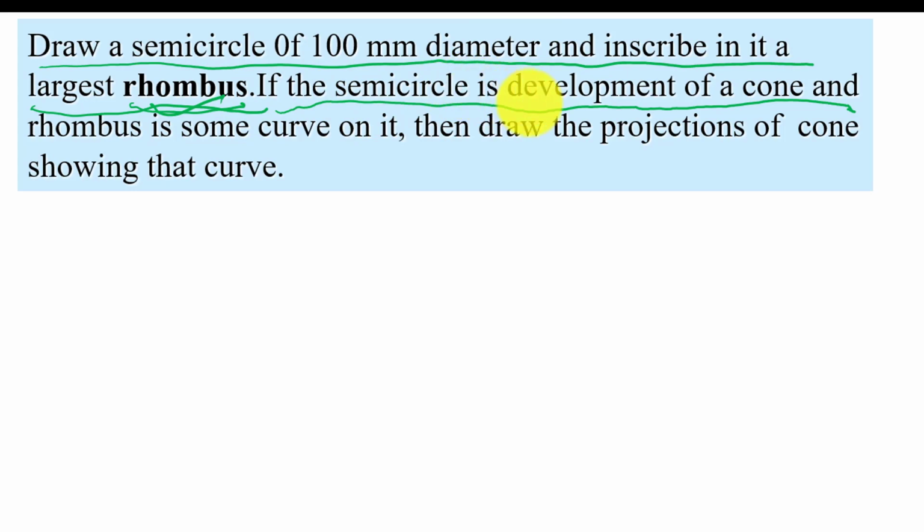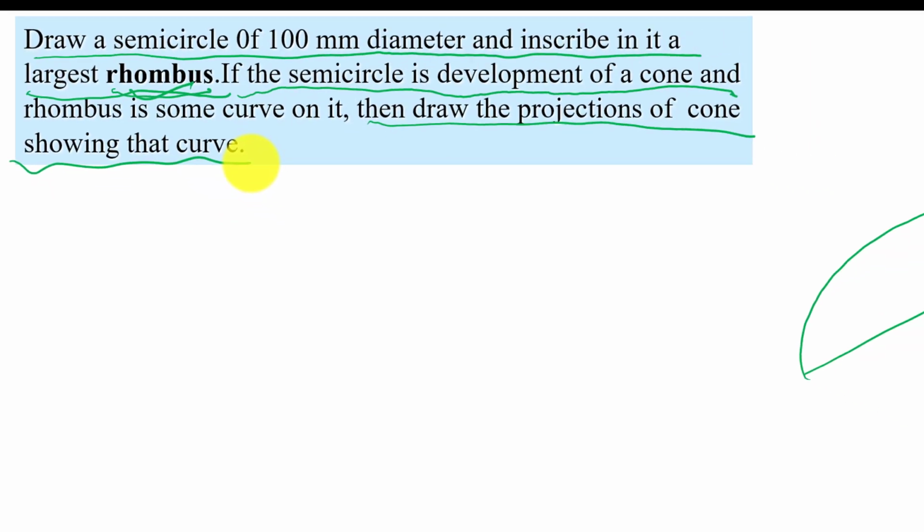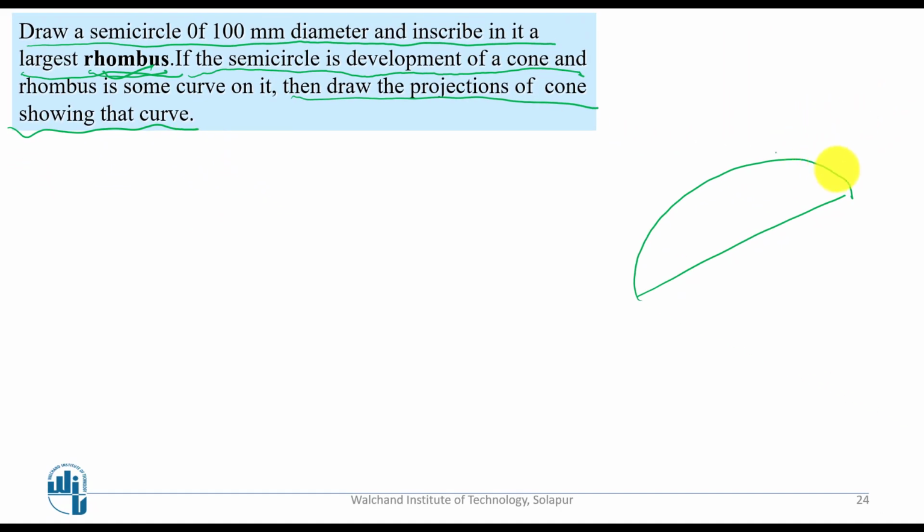If the semicircle is a development of a cone and the rhombus is some curve on it, then draw the projection of the cone showing that curve. You are expected to draw it. I will give just a small hint, and the rest of the problem you can proceed with.